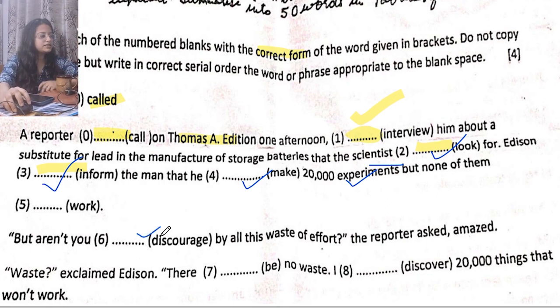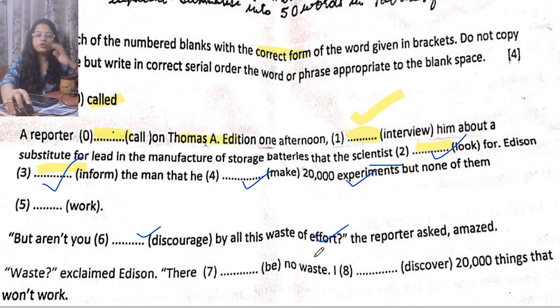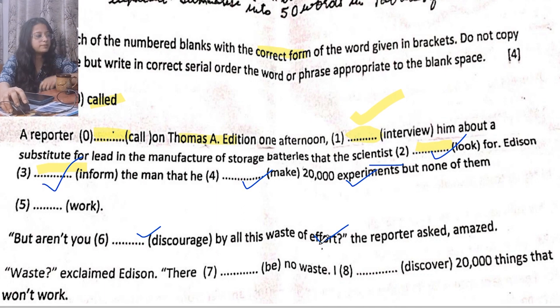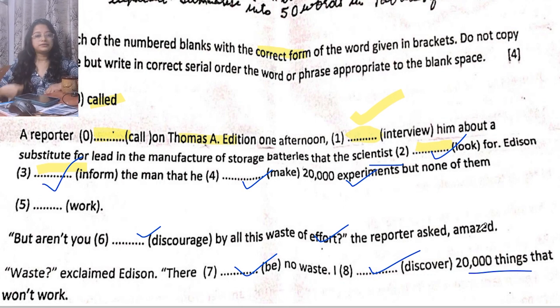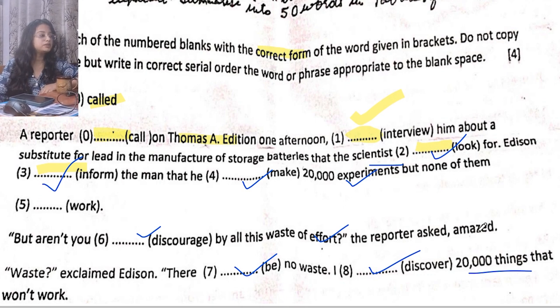Okay, but aren't you discouraged by all this waste of effort? So what happens when you constantly meet, you are not being able to reach some success, you will be dismayed, discouraged. So he asks, amazed, waste, exclaimed Edison. There is no waste. I have discovered 20,000 things that won't work. So actually, although that did not work as a substitute for the battery, it is still a discovery. So I have discovered 20,000 things that won't work.